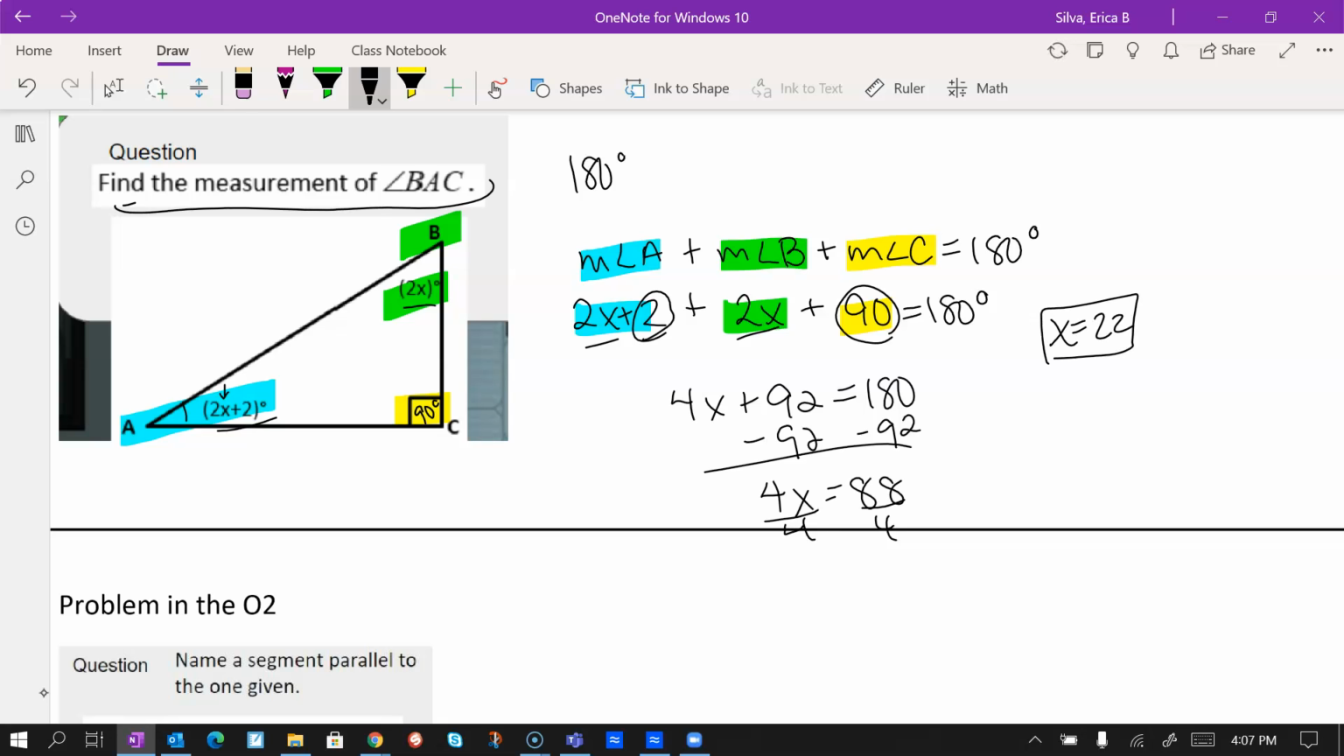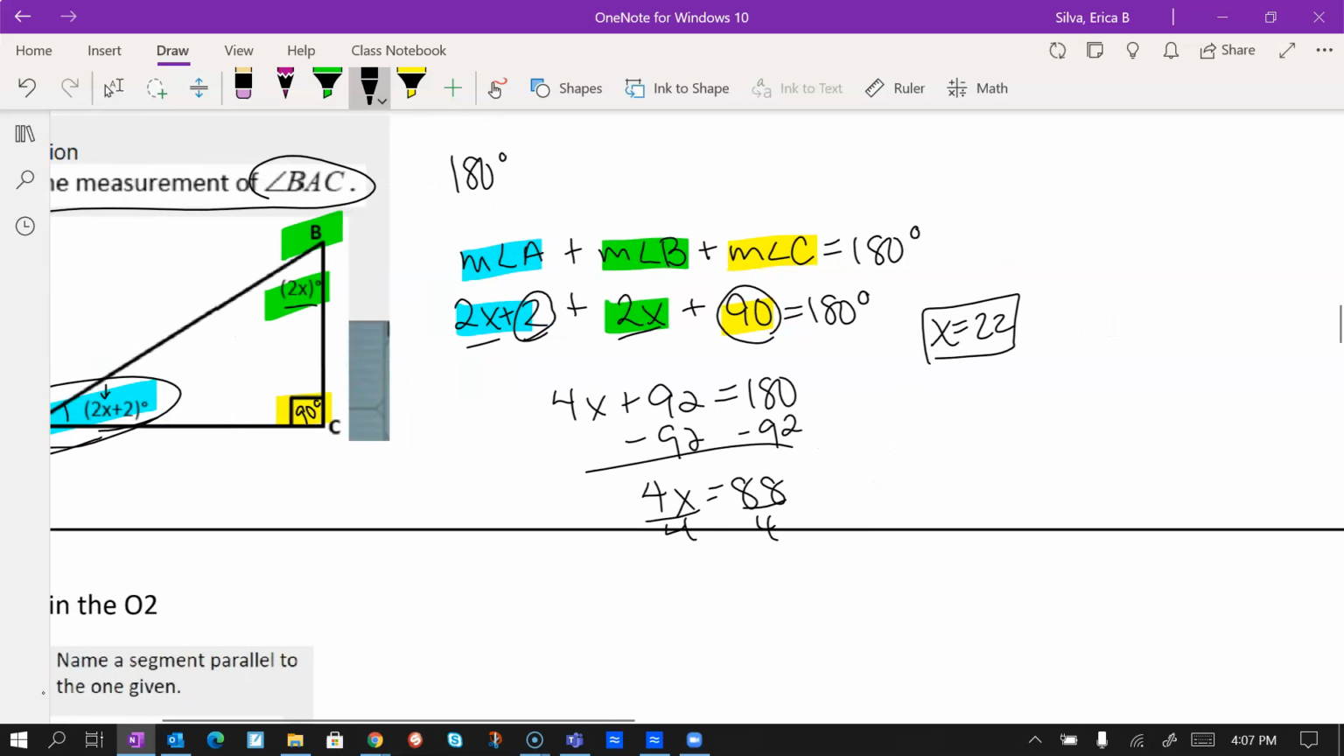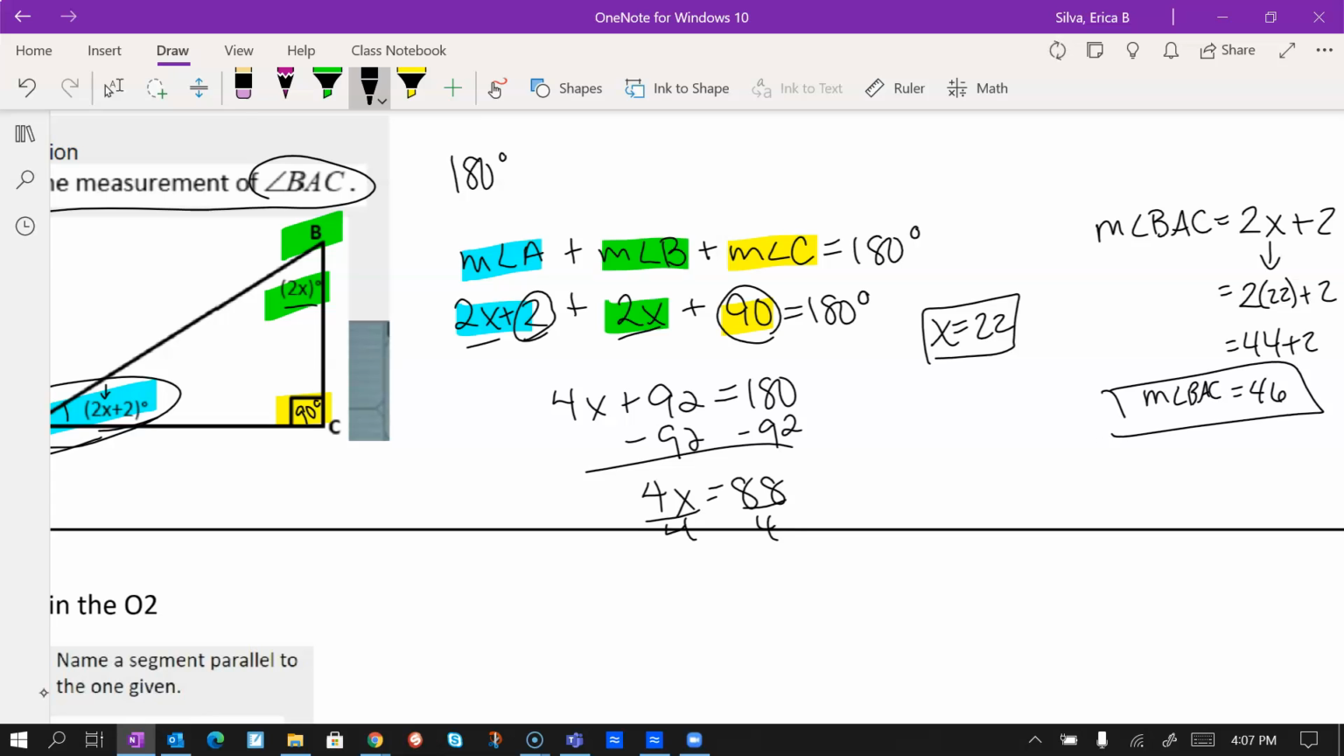Now remember, we're looking for the measurement of angle BAC, which is this angle here. So we got the measure of angle BAC is equal to 2x plus 2. And now that we know the value of x, we'll substitute. And we get 44 plus 2, which gives us 46 degrees. So the measure of angle BAC is 46 degrees.